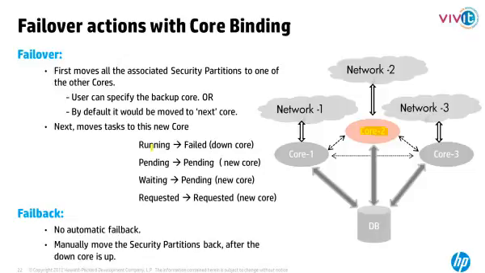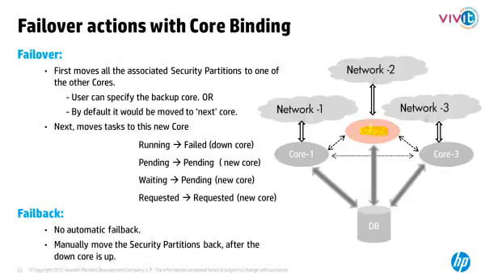Remember, the task execution in core binding is bound to the security partitions. So the first step: let's say core 2 went down, and we have partition 2 associated with core 2, and core 2 went down either normally or abnormally, and we are triggering the failover.